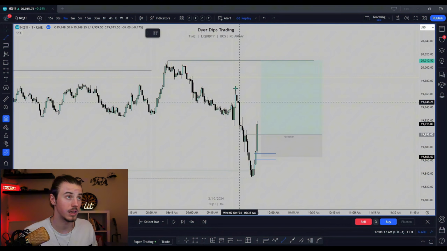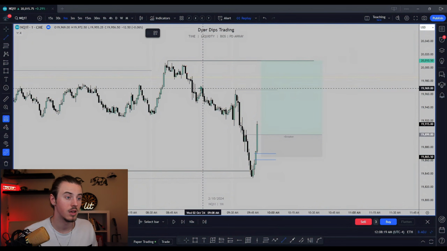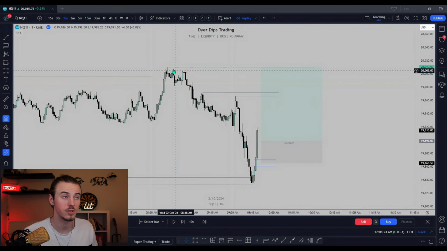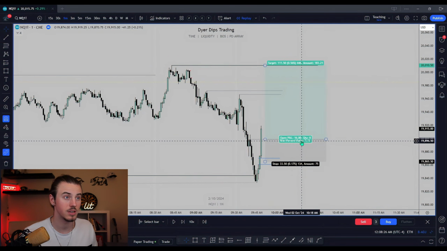And obviously your low-hanging fruit objective is going to be this high paired with this high here. So some nice relative equal highs here. And then of course your terminus or your target up here. So this is the aggressive entry.